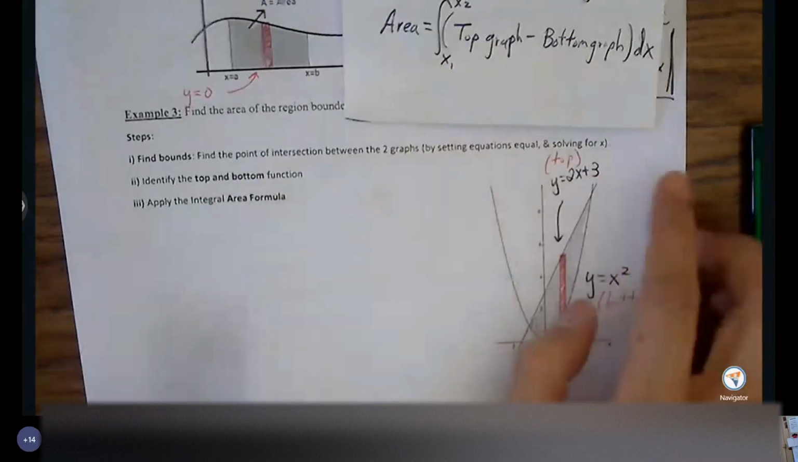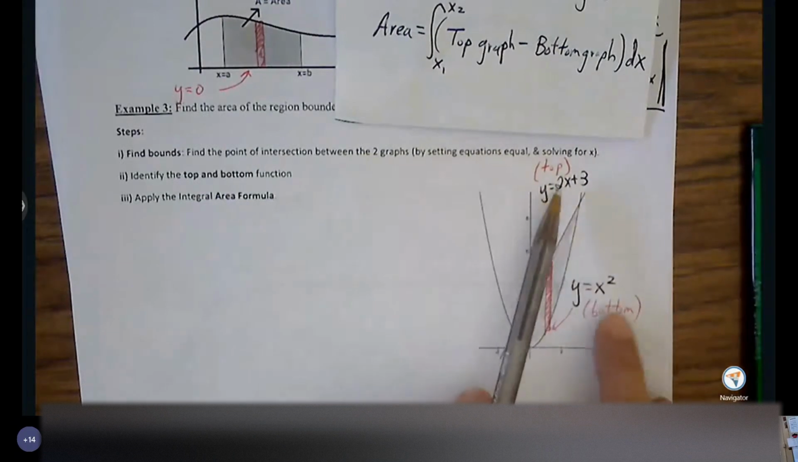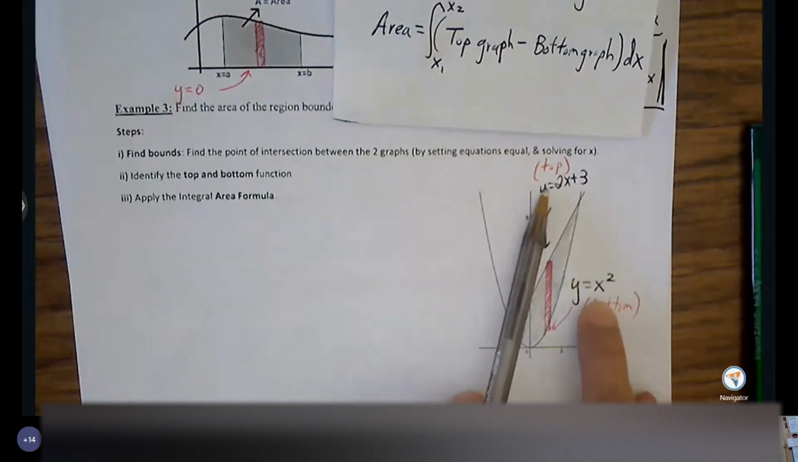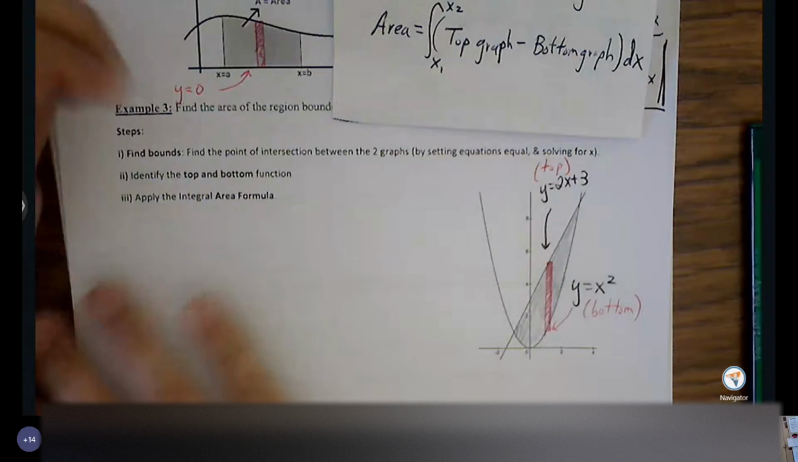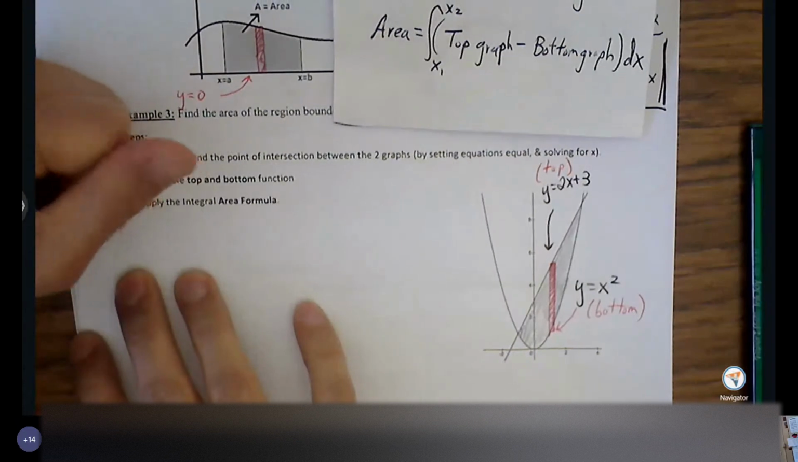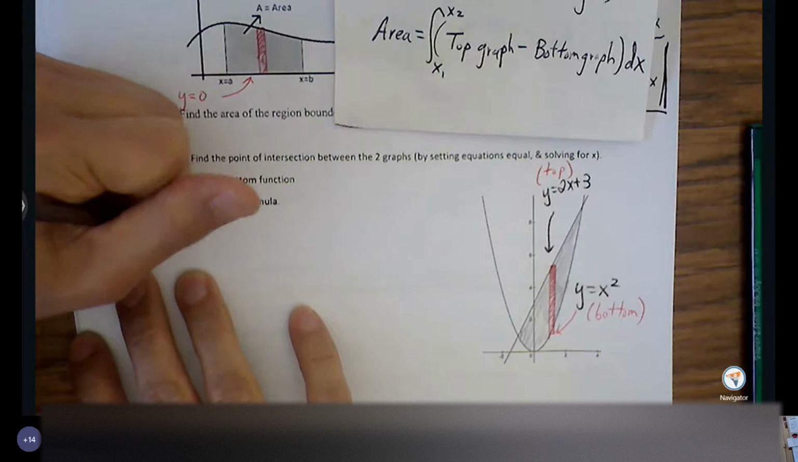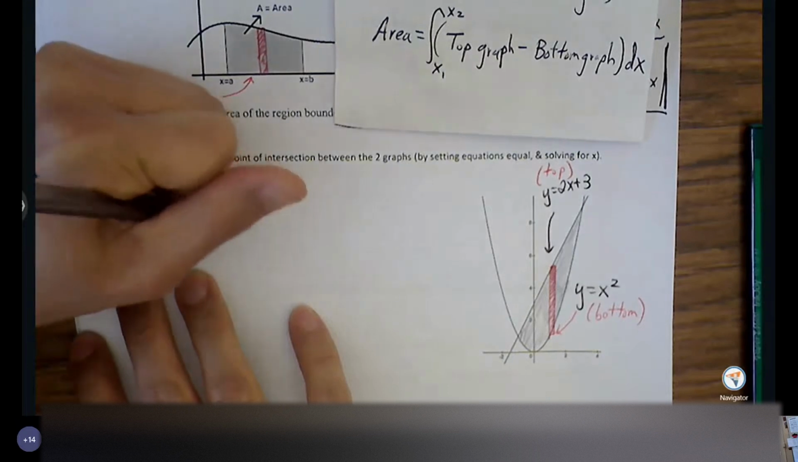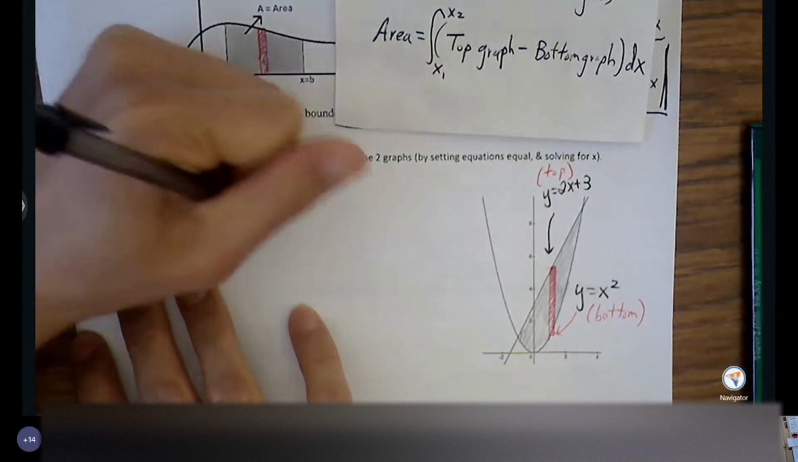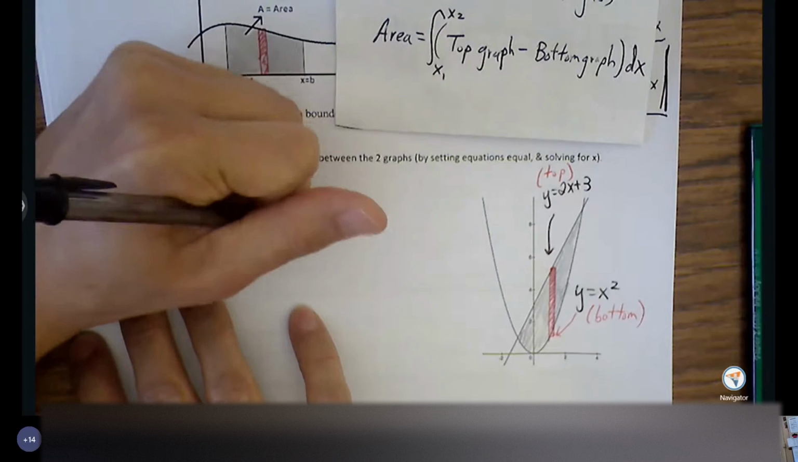So the way we do that, we're going to take our two graphs, two functions, set them equal to each other, and solve for x. Okay. So set equations equal. And this will help get us to our bounds.